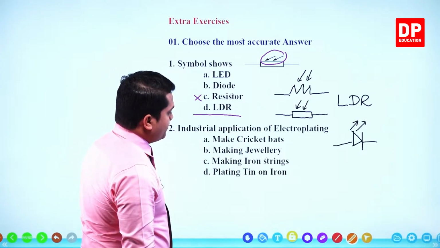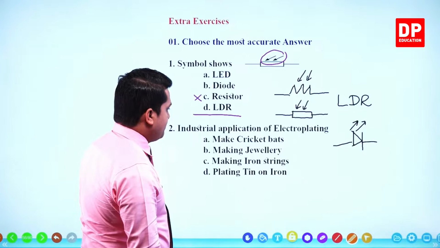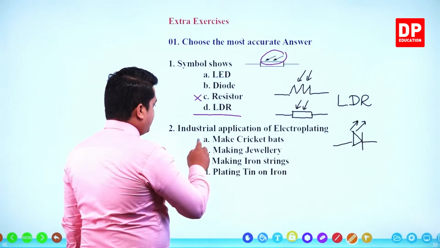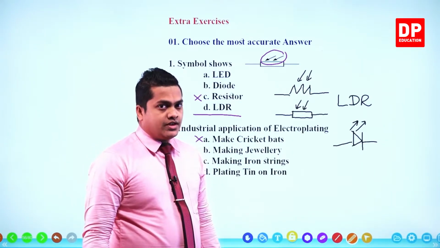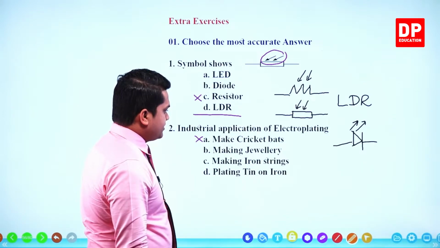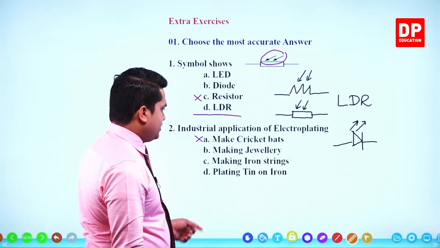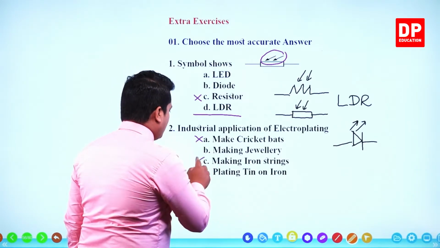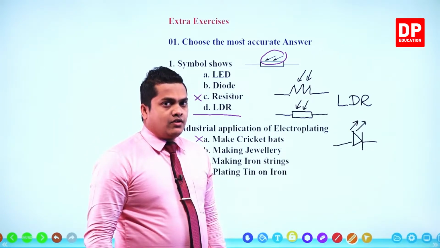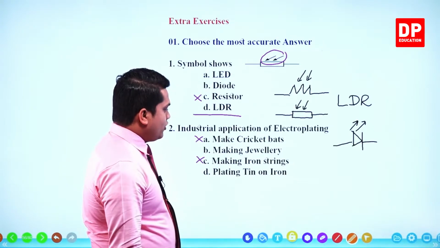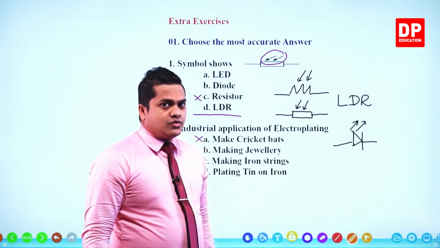Industrial application of electroplating. Make cricket bats. Incorrect. To make cricket bats, most of the time we use wood, so it's incorrect. Making jewelries. We'll keep that. Let's go for the other one. Making iron strings. Absolutely incorrect. To make iron strings, we use iron, right? There's no way of using electroplating over there. Plating tin on iron. That's absolutely correct. We discussed that under the uses of electroplating.